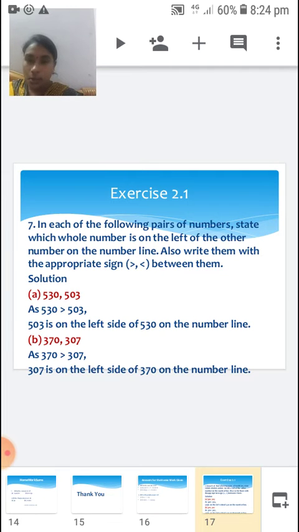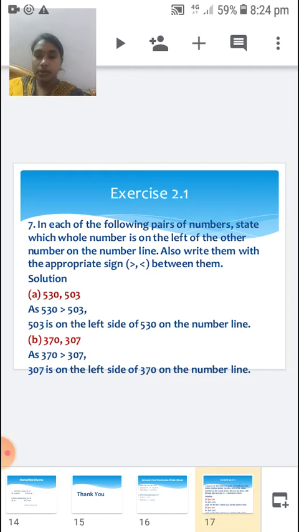Why? Because the smaller number will come first, followed by the bigger number, to the left side. So first you will have 503 on the left side. It will continue like 504, 505, etc., up to 530 on the line. So which will be the greatest? 530 will be greater than 503. So this is the answer. Did you understand, children?